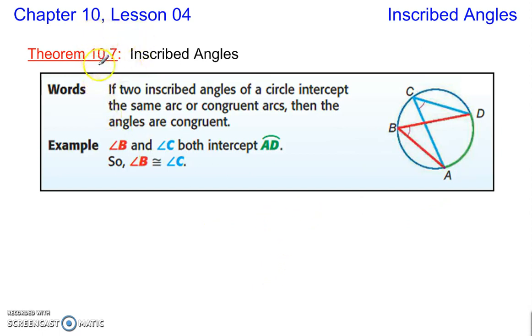Theorem 10.7, inscribed angles. If two inscribed angles of a circle intercept the same arc, or congruent arcs, then the angles are congruent. It doesn't matter where this point falls on the circle down here. If it intercepts the same arc, then these angles are congruent. So C and B are congruent.